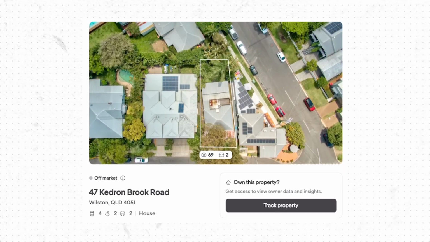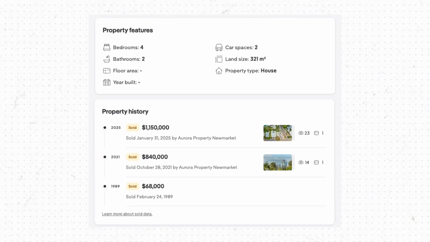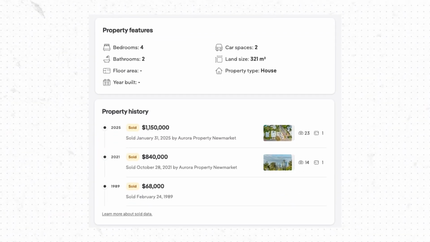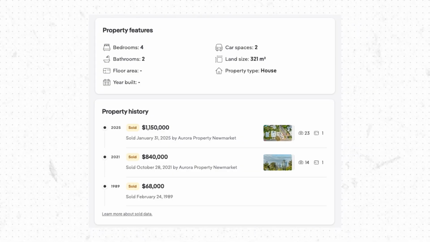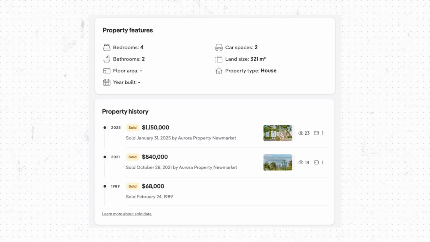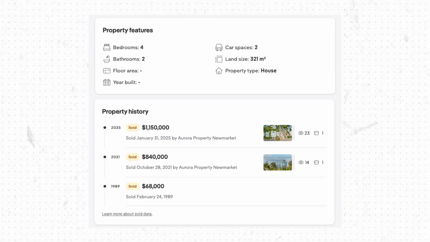And now, property B, 47 Kedron Brook Road. Similarly, it has 4 bedrooms, 2 bathrooms, and 1 car space. And the land size is just half of property A's. It was sold once in 2021 as well for 840,000 and then resold in the beginning of 2025 for 1.15 million. Again, no significant renovation over those 4 years. The total property value growth was 37%. Over 4 years' time, 3% value growth difference is negligible. So we can confidently say that value growth of the 2 properties has been the same.